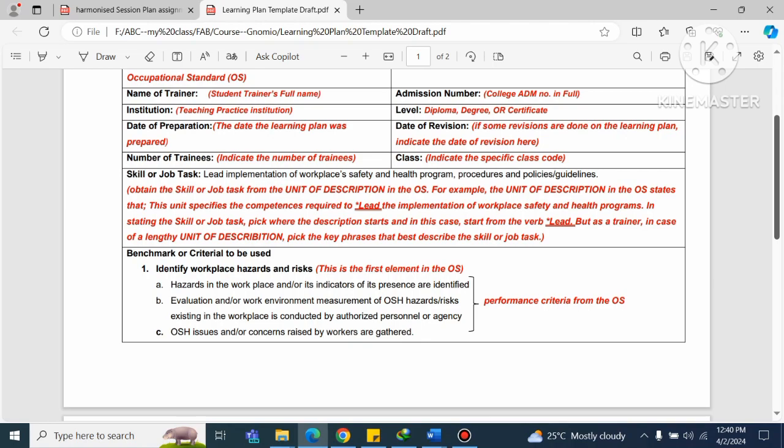Benchmark or criteria to be used. This is the first element in the OS. To write the criteria to be used, you need to look at the elements in the OS. So identify workplace hazards, as an example, is the first element in the OS. You should have the element and the performance criteria from the OS. If you pick an element, then the subdivisions like A, B, C are the performance criteria of that particular element.